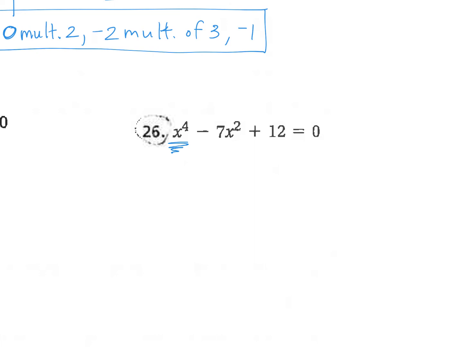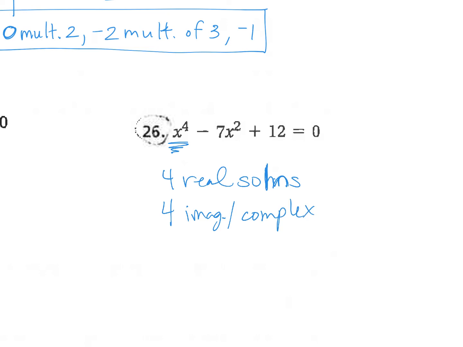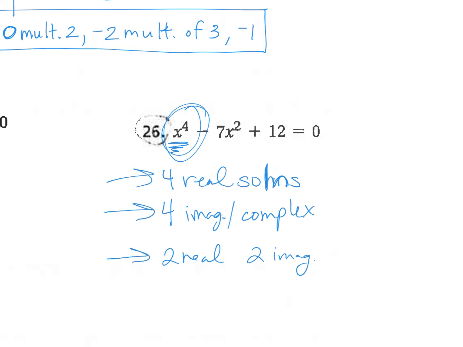We did it in the notes. You could have 4 real solutions. You could have 4 what? Imaginary or complex solutions. Okay, is there any other combination? Can you have 3 and 1? No, because an imaginary always has its conjugate, right? So what's the only other option? 2 real and 2 imaginary. Okay, so when you have a 4th degree, those are your only 3 options for what your solutions could be. Okay?